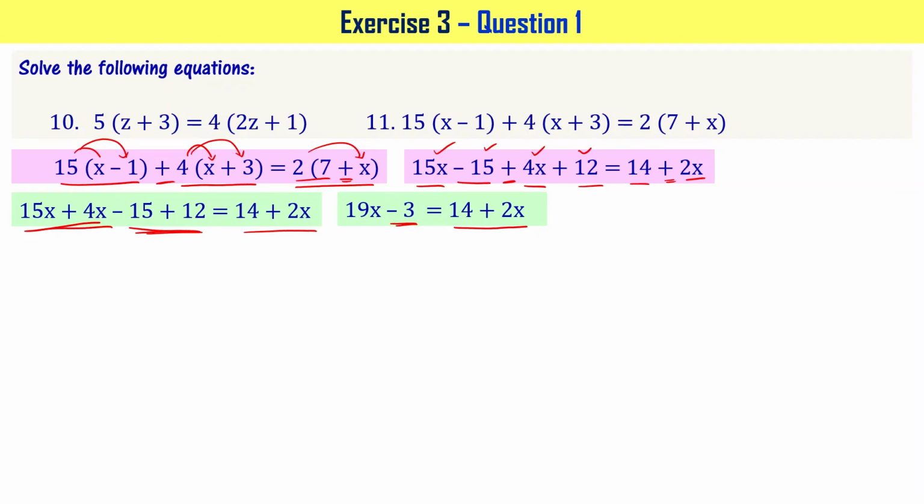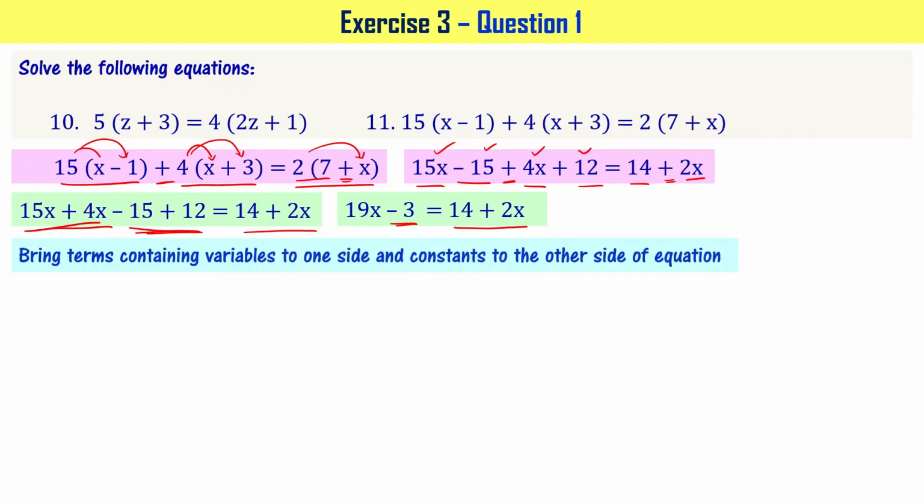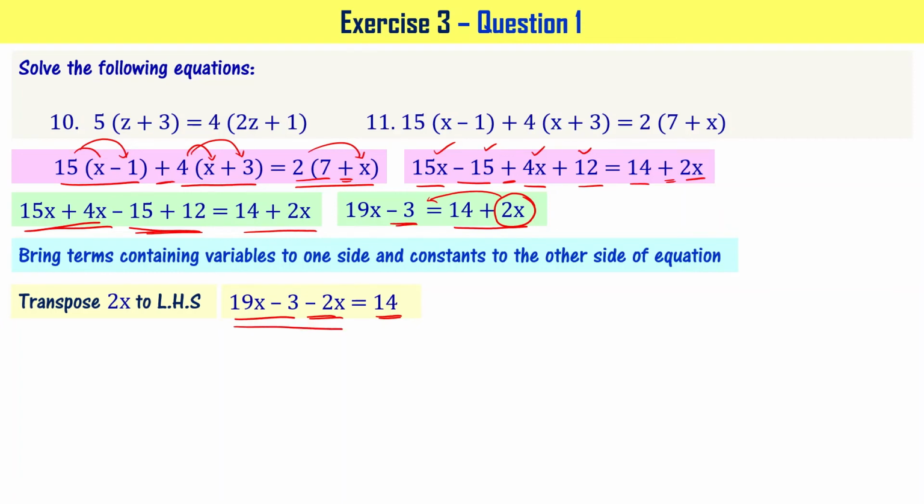Now, let us solve this equation. For that, I am going to transpose 2x to the other side. When I do that, the equation now becomes 19x minus 3 minus 2x equal to 14, right? Let me rearrange this part of the equation such that I can write it as 19x minus 2x minus 3 equal to 14, right? 19x minus 2x is 17x, right? So the equation now becomes 17x minus 3 equal to 14, right?